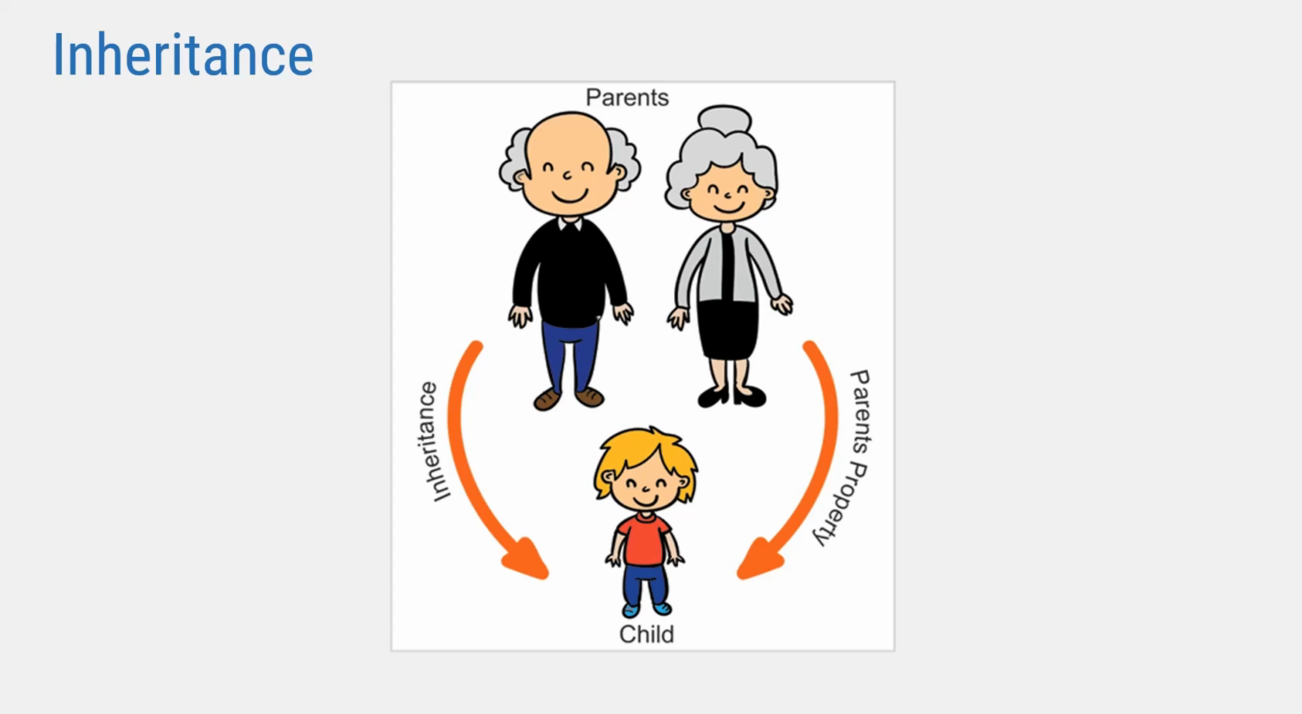Let's say we have a parent class created, and we have a child class which is actually inheriting from the parent class. In that case, the parent class is called a base class, and the child class is called a derived class. Let's say the parent class has two methods, read and write. So the child class is also going to have access to those methods, and if the child class wants to override a method, it can.